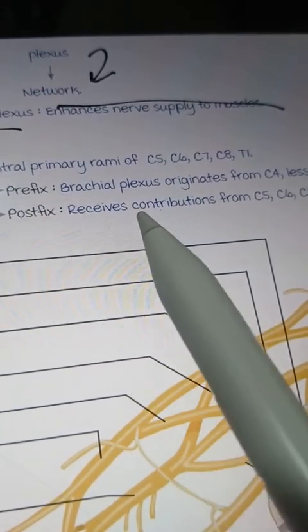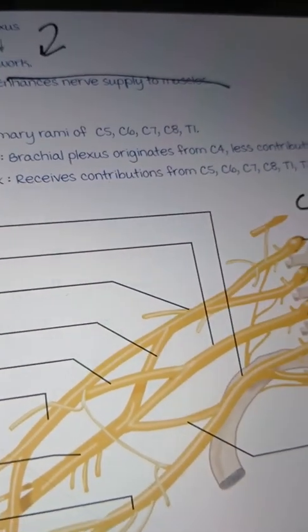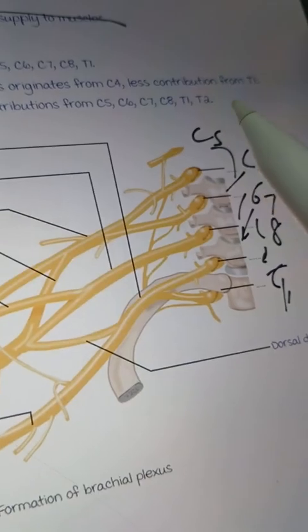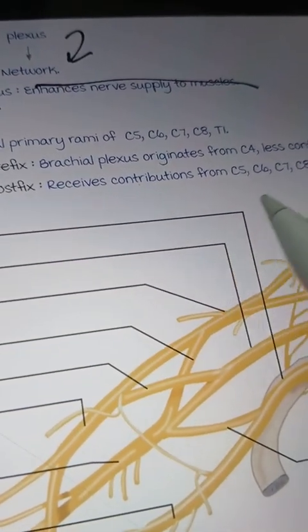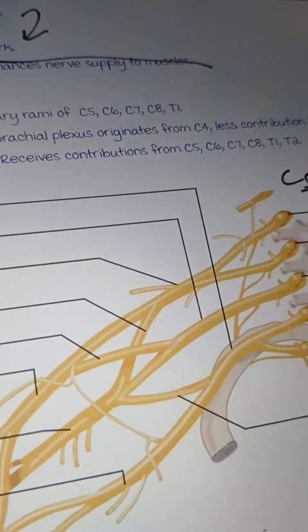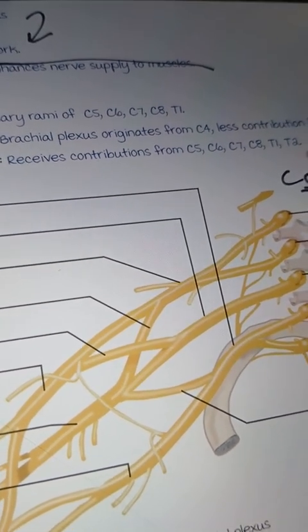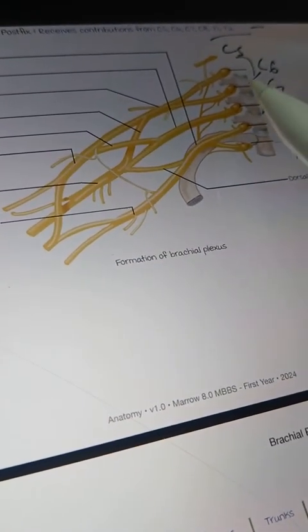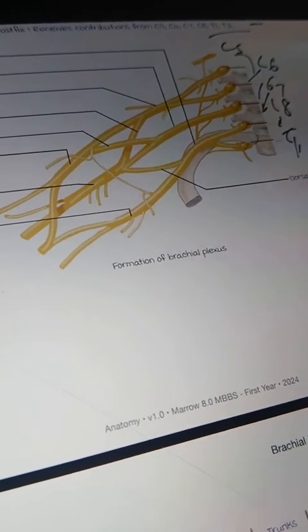Next, there are variations, that is, prefix and postfix. In the prefixed plexus, the brachial plexus originates from C4 with less contribution from T1, and the postfixed plexus receives contributions from C5, C6, C7, C8, T1 and T2. These two are the variations which are present. So this is how the formation of the brachial plexus takes place, from C5, C6, C7, C8 and T1.